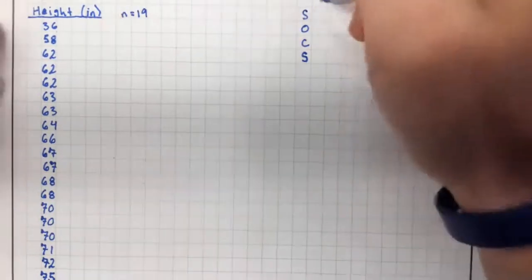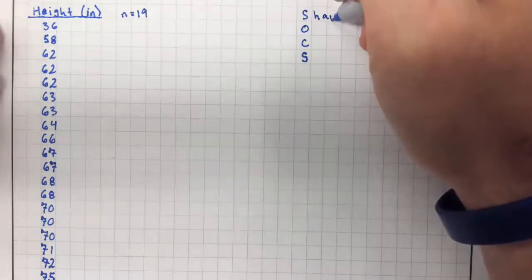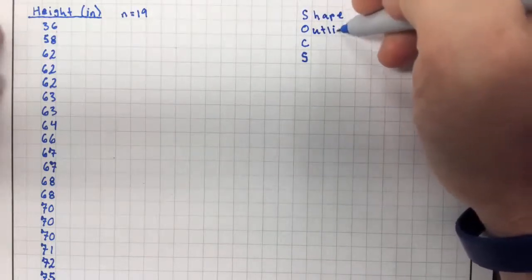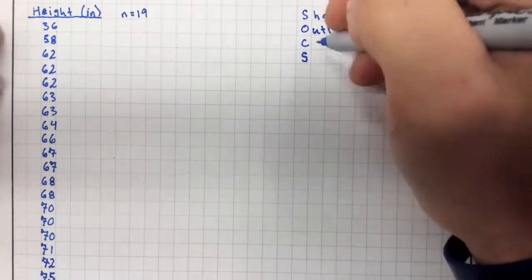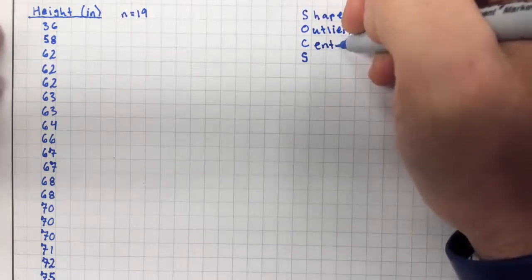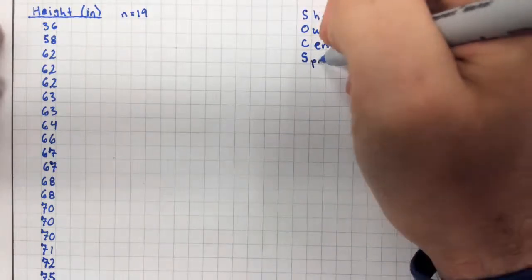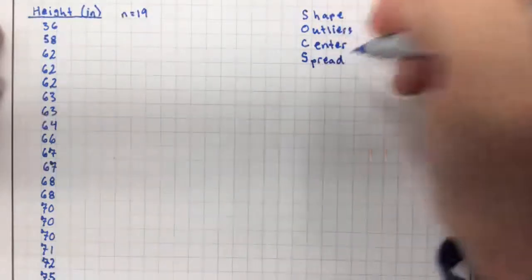The first one is shape. The next one is outliers. We also need to describe the center, where's like the typical value of the data. And then the last one is spread. How spread out is the data? A couple things real quick.